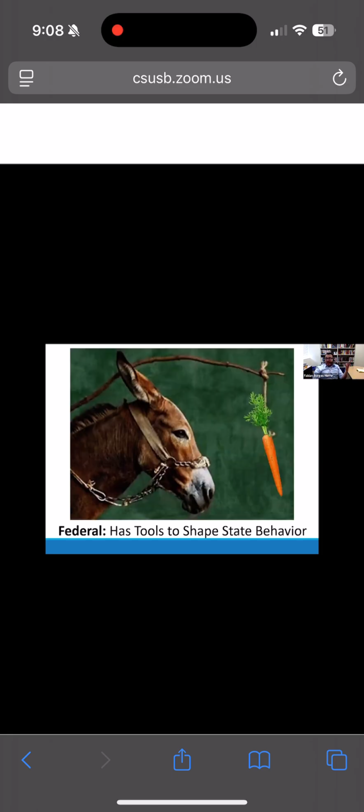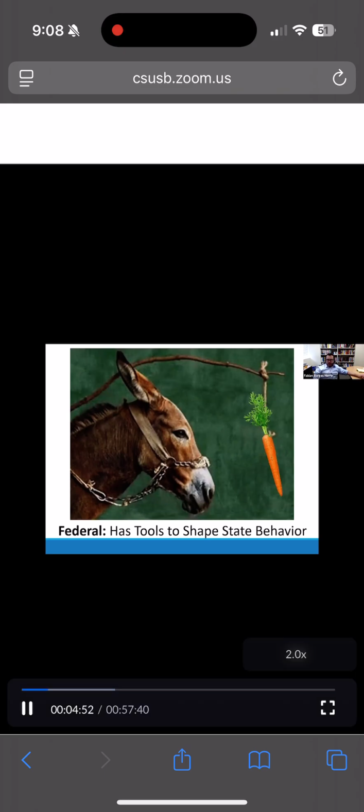The federal government also, given its size and its weight, has several tools that it can use to shape state behavior. So the federal government may not have the power to force states to do what it wants, but it might be able to induce them through incentives, or carrots and sticks. What are carrots and sticks? Well, this picture tells us what carrots and sticks are. It comes from the example of getting a donkey to move. You're sitting on your donkey, and you can pull a carrot in front of it, and the carrot is going to make the donkey move forward to try to catch the carrot.